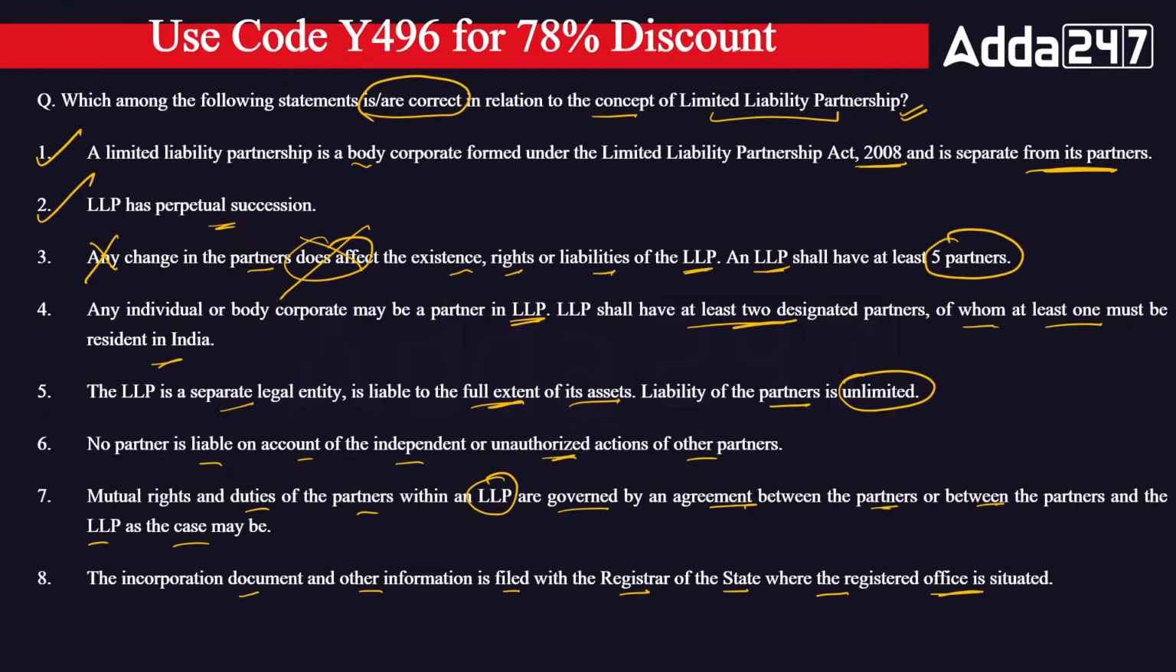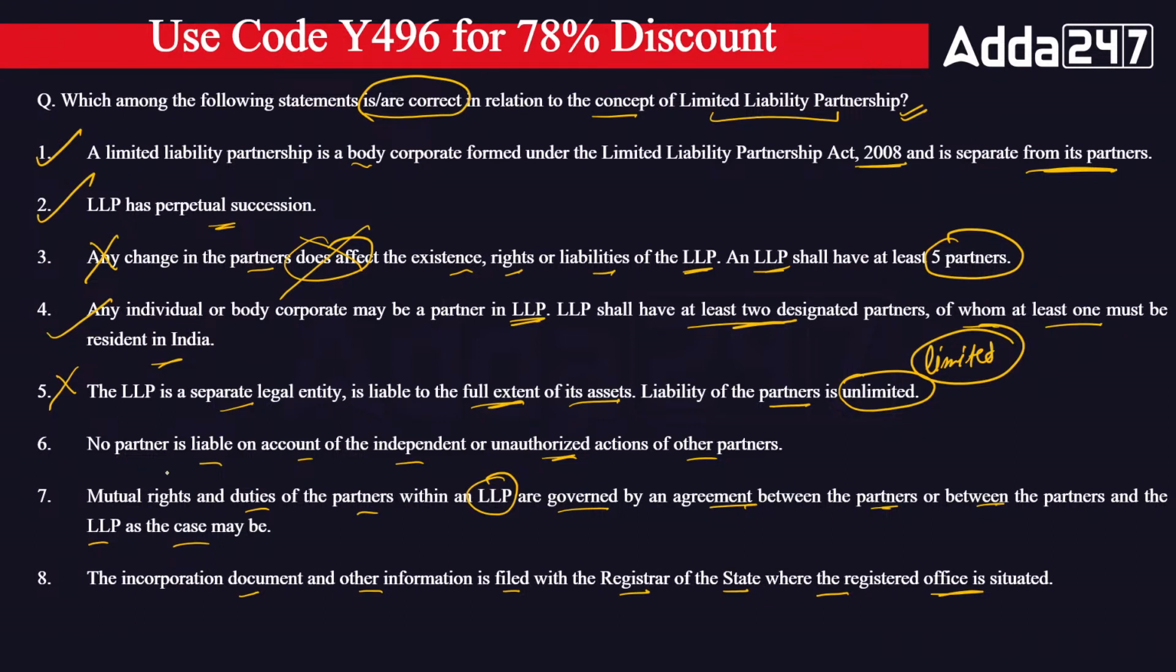Now, next fourth is saying any individual or body corporate may be a partner in LLP. LLP shall have at least 2 designated partners, of whom at least one must be resident in India. That is true. Okay, this one is correct. Now, the fifth is saying the LLP is a separate legal entity, is liable to the full extent of its asset, and liability of the partner is unlimited. So this is also wrong. Why is it wrong? Because when it comes to the liability of a partner, this is limited to their agreed contribution. This is not unlimited. This is limited according to their contribution under the LLP. So that's why the fifth statement is incorrect.